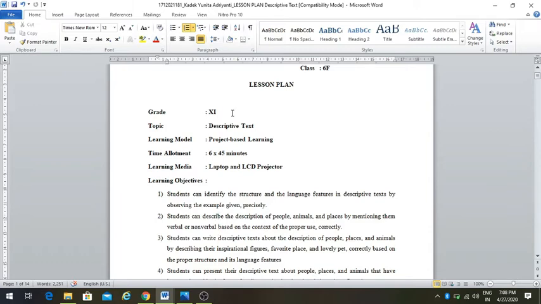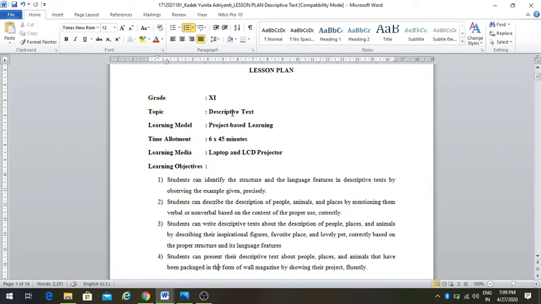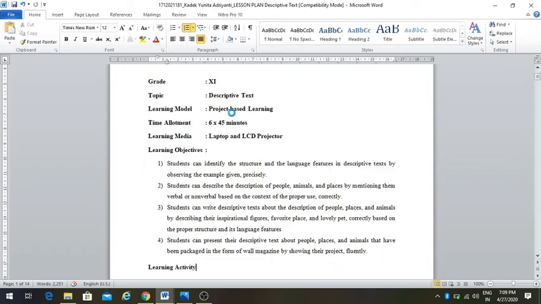The third one is students can write descriptive text about the description of people, places, and animals by describing their inspirational figure, favorite place, and lovely pet correctly based on the proper structure and its language features. And finally, students can present their descriptive text about people, places, and animals that have been packaged in the form of wall magazine by showing their project fluently.